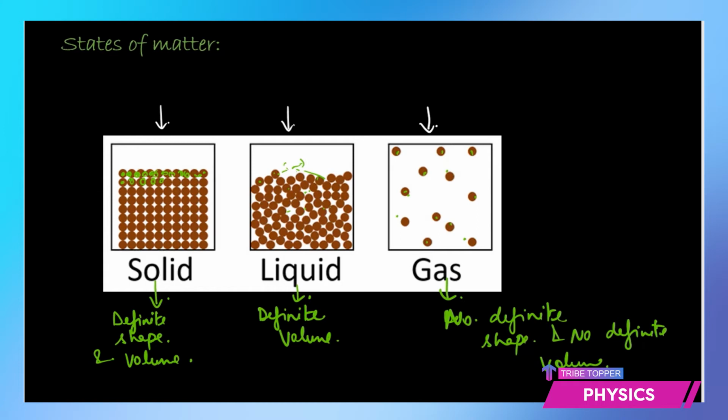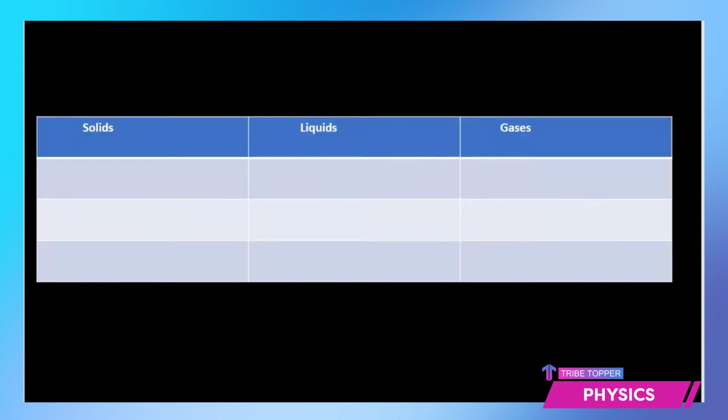Now we are going to talk about the particle model of matter. What do we mean by particle model? That, like we have here, how the particles are arranged and what are the consequences of such an arrangement. So let's talk about, first of all, solids. As you've just seen in that image, what would we say about the particle arrangement?